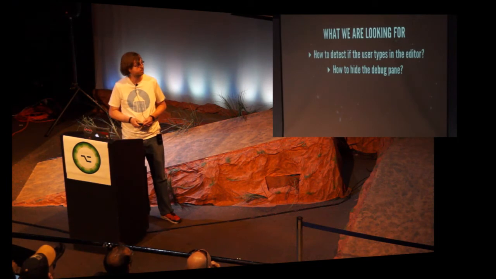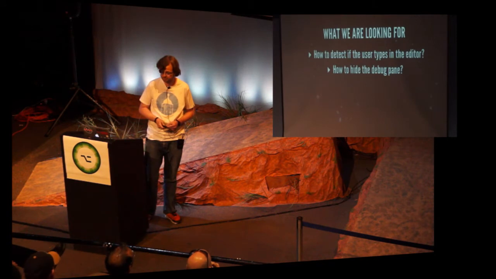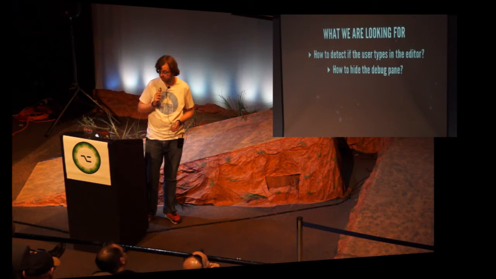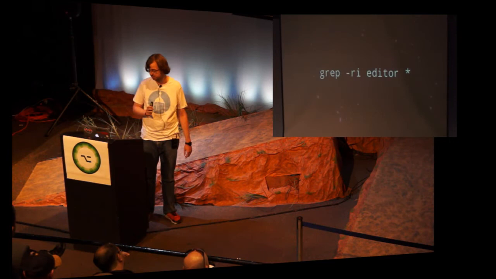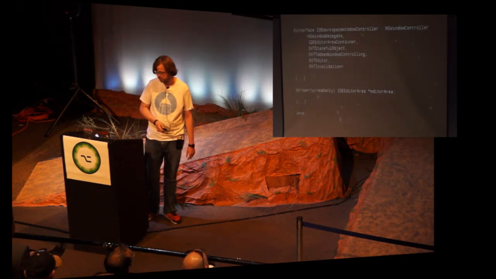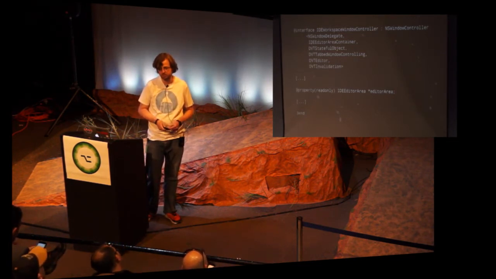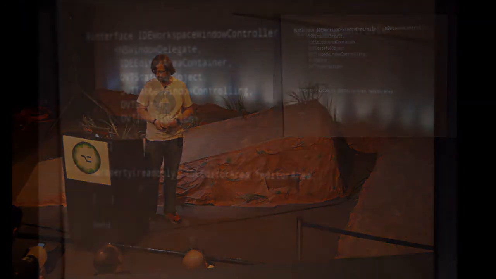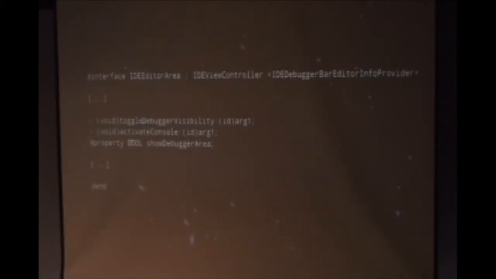So now back to our plugin which we want to build. We have basically two problems to solve. The first one is how do we detect that the user is typing? And the other one is how to hide the debugger. So I started with just grepping for editor in the headers. What I found was this, the header for the IDEWorkspaceWindowController. This is basically the controller for the main window you see of Xcode for a workspace. And in there you have the editorArea property.